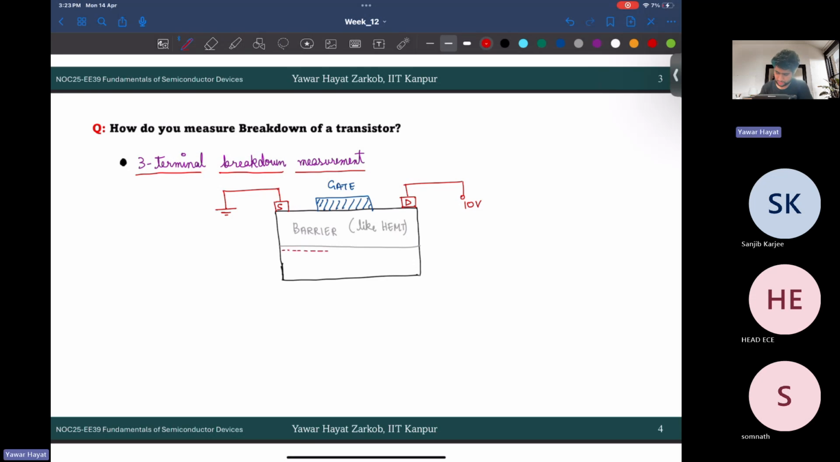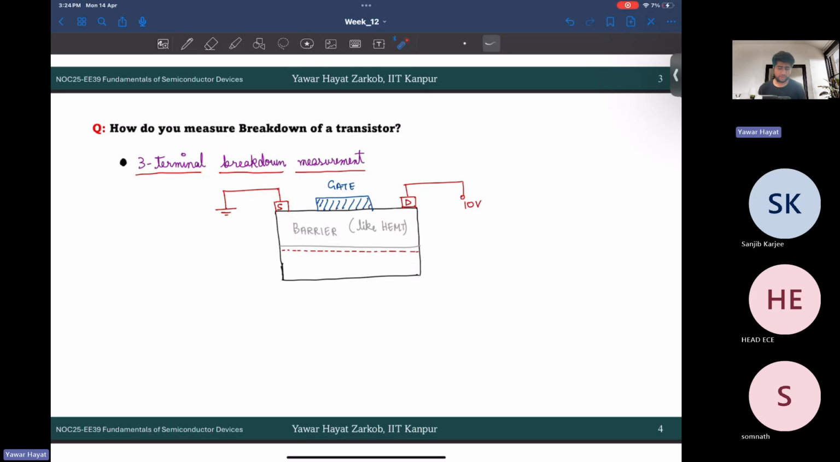Do that here. And what is the current flow path? This. Okay. That's how the drain current flows in this structure.